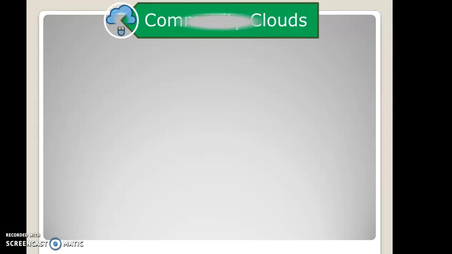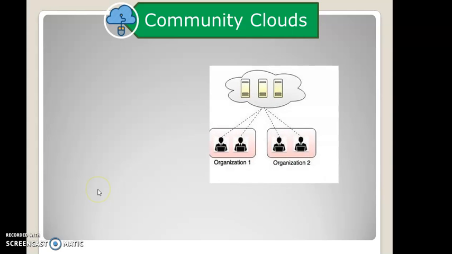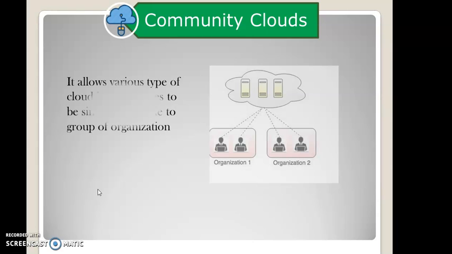Then next comes community cloud. Community cloud allows the various types of cloud-based systems and services to be simply accessible to a group of organizations. So an infrastructure is shared between various organizations which are of a specific community. It is managed either internally or by a contracted third party.